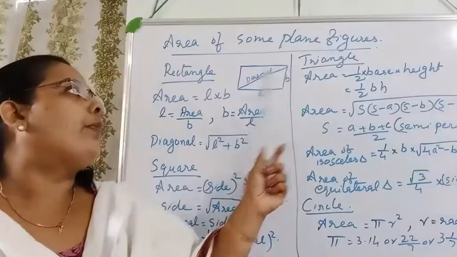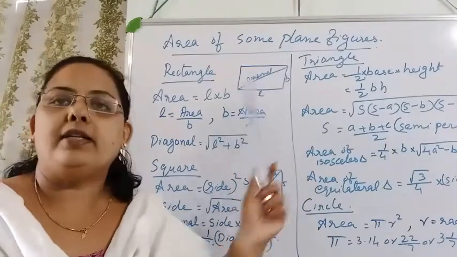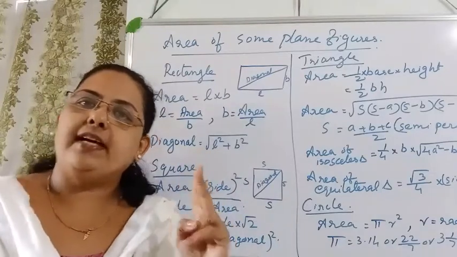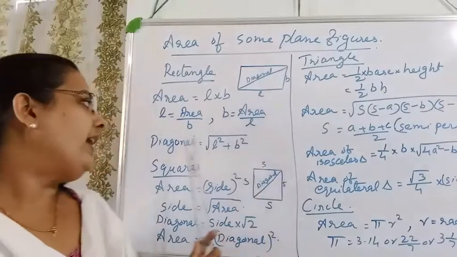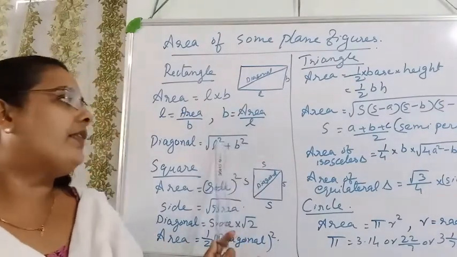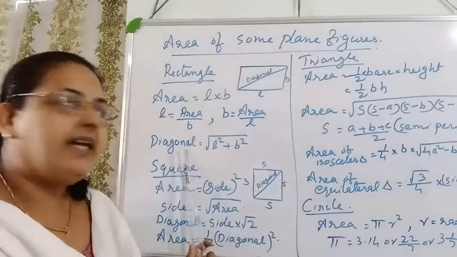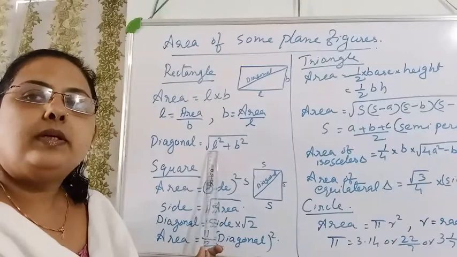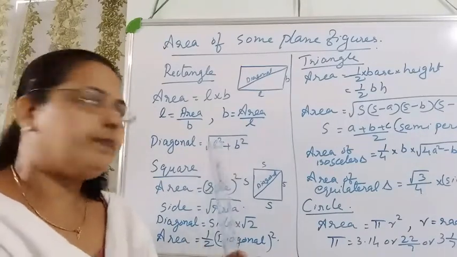When two opposite vertices are joined by a line, we'll get a diagonal. So there will be two diagonals for a rectangle and also for a square. How to find the diagonal? Square root of the sum of the squares of the length and breadth. I hope it is clear. Diagonal is equal to square root of L square plus B square.